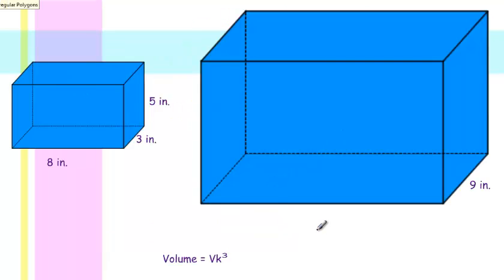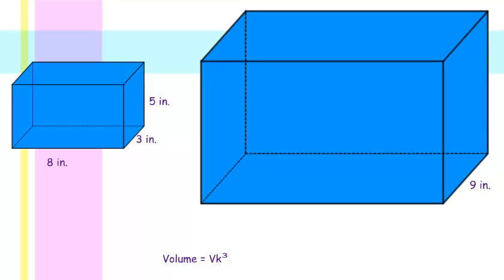Volume. So area is a two-dimensional thing, and we multiplied by K squared, and length is a one-dimensional kind of thing, so we multiplied by K. So what's going to happen with volume? Well, it turns out that you multiply the original volume by K cubed.